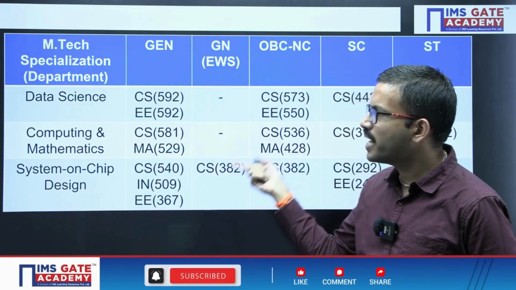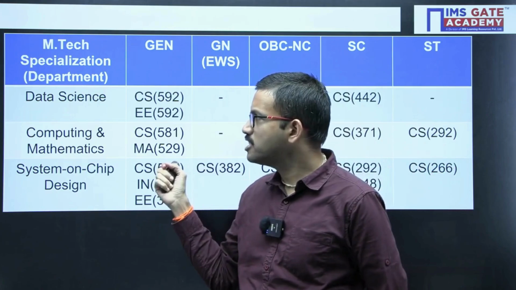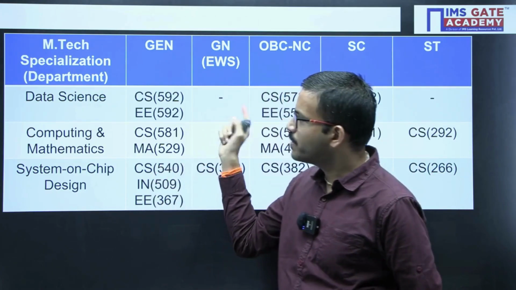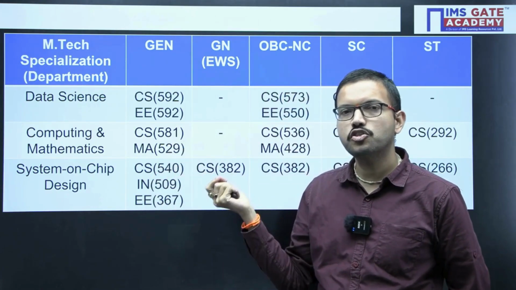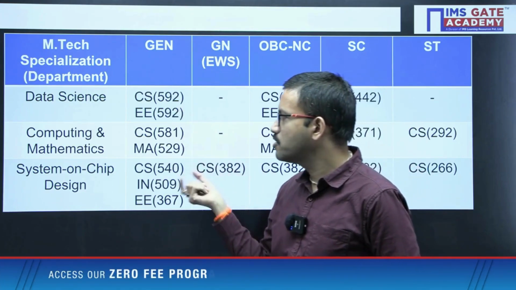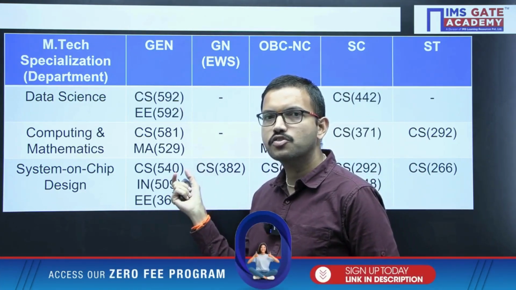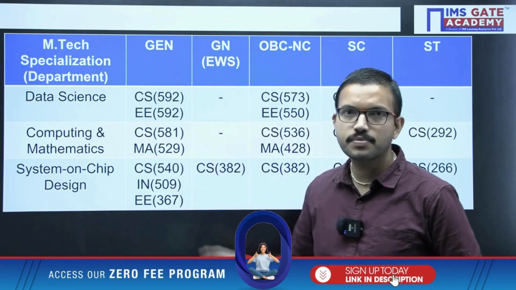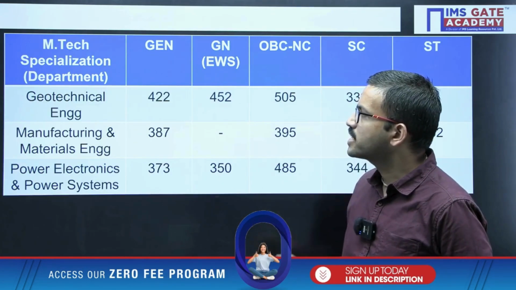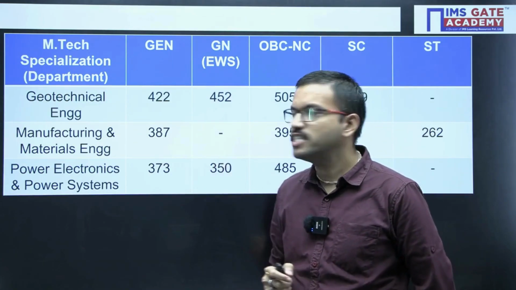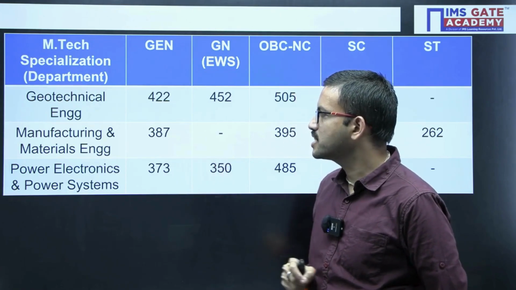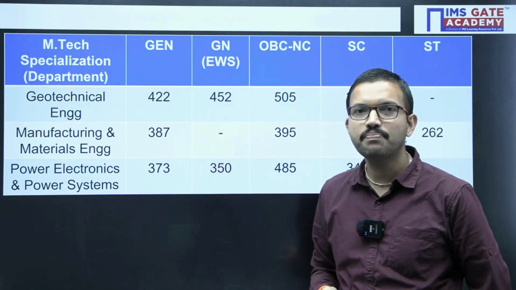Here, what are the branches you're having? For these branches, the respective branch students and even other branch students also can apply. So accordingly, I have provided the corresponding GATE cutoff scores of whoever got the chance in the spot round. Okay. Next, coming to the geotechnical engineering 422, manufacturing and material science engineering 387, power electronics and power system 373.